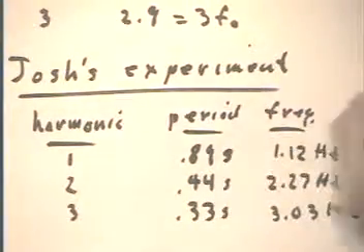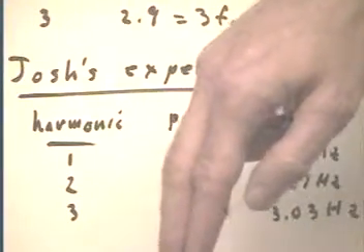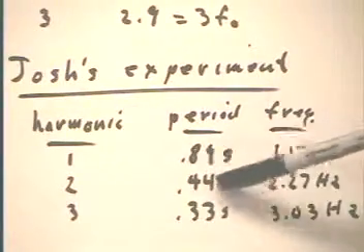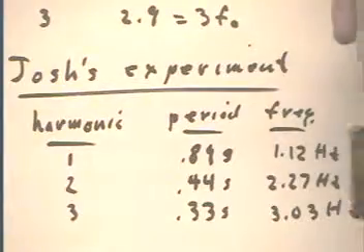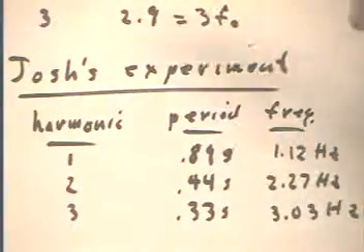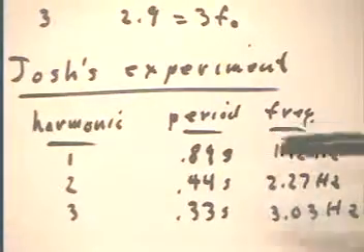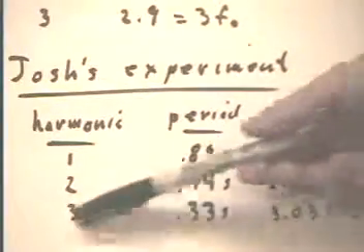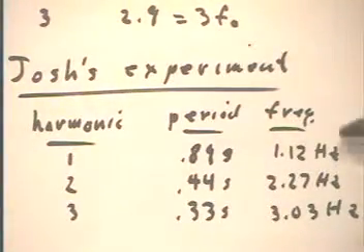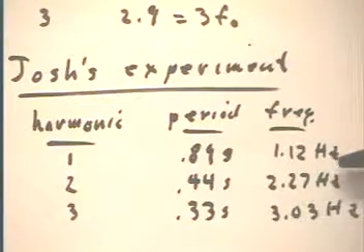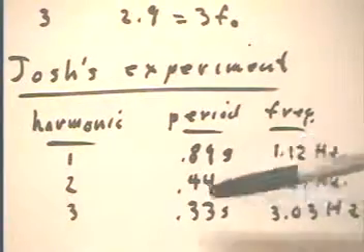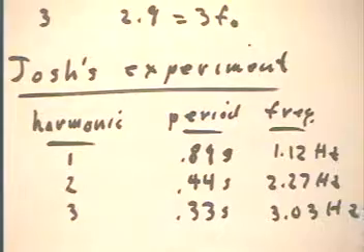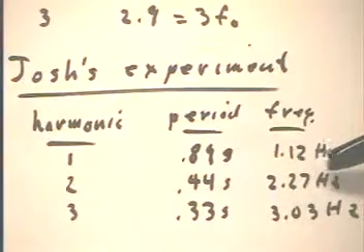Now again, what he did was he was just wiggling the string back and forth at the end, and he observed the period of the harmonic timer, which made him go faster and faster. He looked up when he found that the string was resonating in one of these harmonics, and found a period of 0.89 seconds for the first, 0.44 seconds for the second, 0.33 seconds for the third. The corresponding frequencies, remember the period is a number of seconds, the frequency is a number of cycles per second, and it's going to be the reciprocal of the period. The frequencies were 1.12, 2.27, and 3.03 cycles per second, which are pretty much in the right ratio.